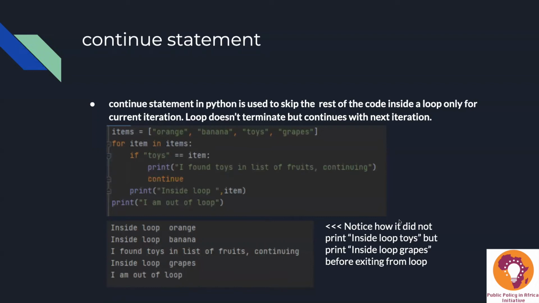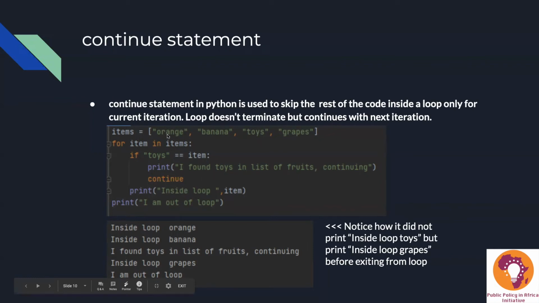So the continue statement. The continue statement in Python is used to skip the rest of the code inside a loop only for the current iteration. The loop doesn't terminate, but continues to the next iteration. So now we basically have our same loop here, but instead of break, we're going to use continue. In this case, notice how it did not print "inside loop toys," but it did print "inside loop grapes" before exiting from the loop.